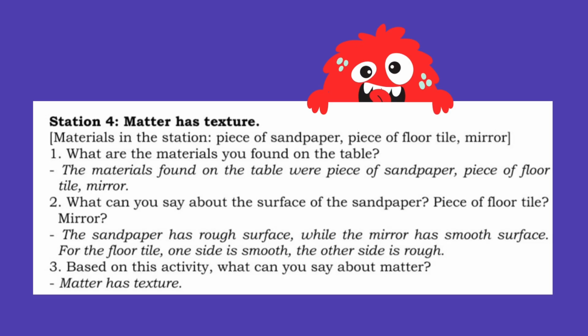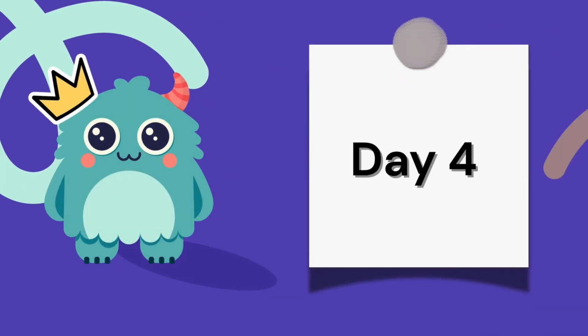While on the other side, when you flip it, the texture is different, it's rough, depending on the kind of tile that you have. But for the mirror, of course, the surface is smooth. So based on the activity, what can you say about matter? So matter has texture.